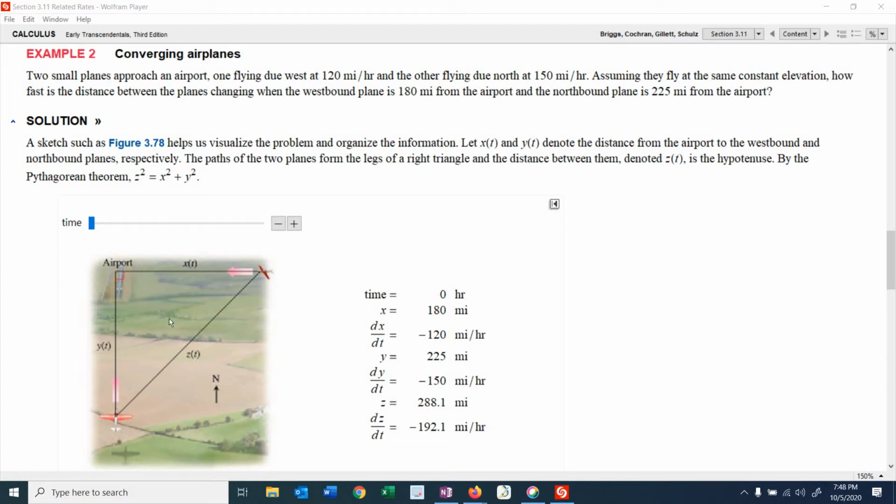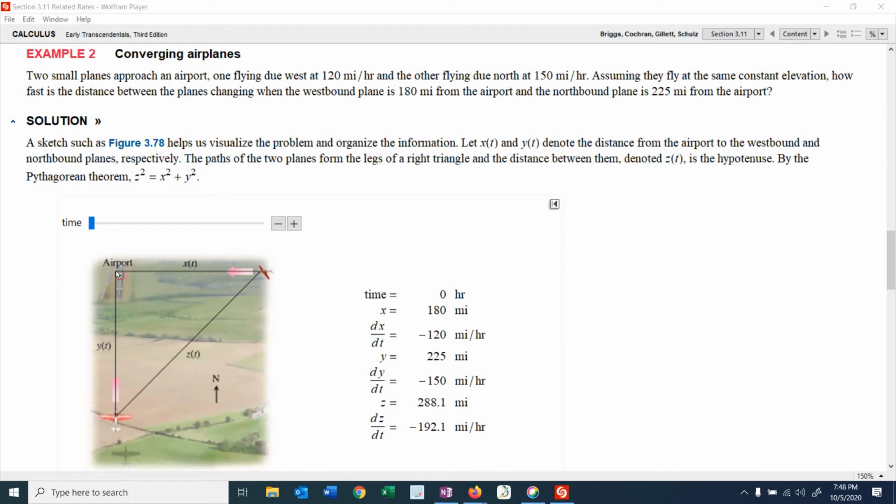Assuming they fly at the same constant elevation, how fast is the distance between the planes changing, which would be this distance here, when the westbound plane is 180 miles from the airport, and the northbound plane is 225 miles from the airport.